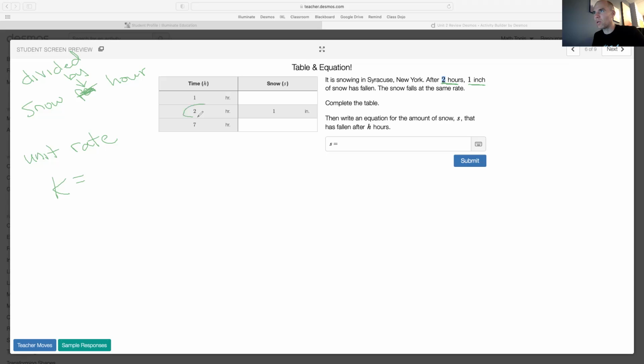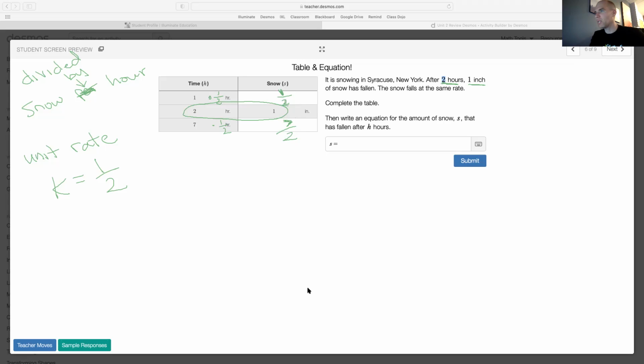And so this one row here, I have an amount of snow and a time. It's going to be 1 divided by 2, which is just 1/2. So 1/2 of an inch of snow is falling every hour. So I'm going to do 1 times 1/2 equals 1/2 over here. And 7 times 1/2 equals 3.5 or 7/2, whatever way you like it. I'm sticking with fractions. So this is supposed to be a 7 over 2 here. And this one is a 1 over 2.